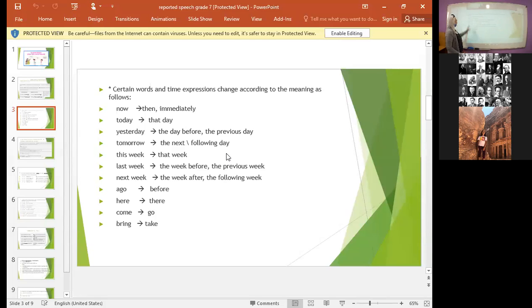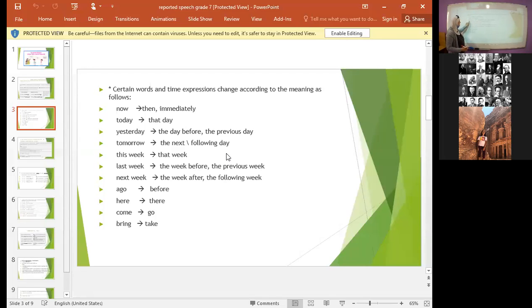Okay, if I have today, how do you change it? That day. Take this example. Lynn said she is coming to school today. Lynn said that she was coming to school that day. These are the time expressions that we have to change with reported speech. Of course, when we work with examples and questions, we take them all. Yesterday is changed into the day before. My grandmother died yesterday. She said that her grandmother had died the day before.